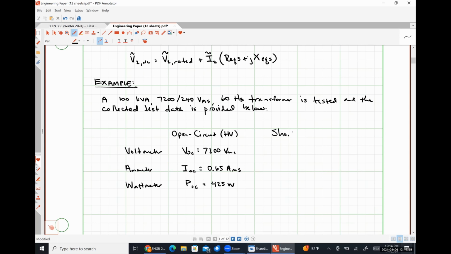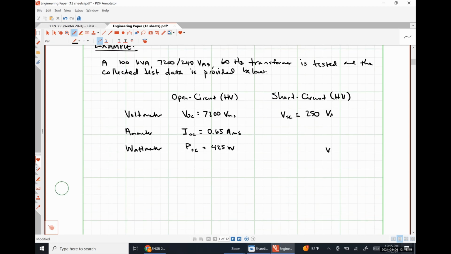And then our short circuit test was also applied on the high voltage side. And our short circuit voltage from our voltmeter reading is 250 volts. Our short circuit current, which is just rated current, is 13.889 amps RMS. And our short circuit power losses are 1,420 watts.